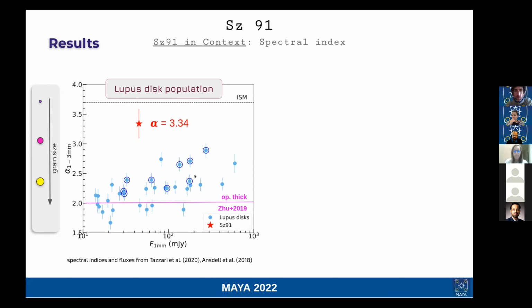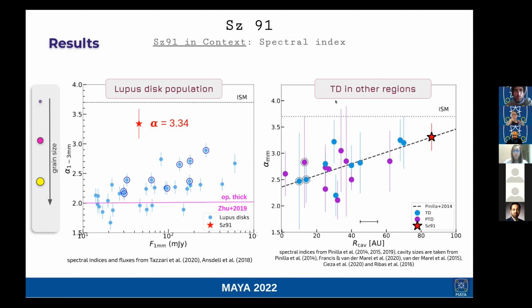And that is very in line with what we found when we compare TRAS-91 with other transitional disks in other regions. Here I show you the spectral index as a function of cavity size for the sample of transitional disks from Pinilla 2014. You can see that they found this relationship between the spectral index and the cavity size in transitional disks, and TRAS-91 perfectly fits this relationship. So this source behaves as expected for a transitional disk with a huge cavity.